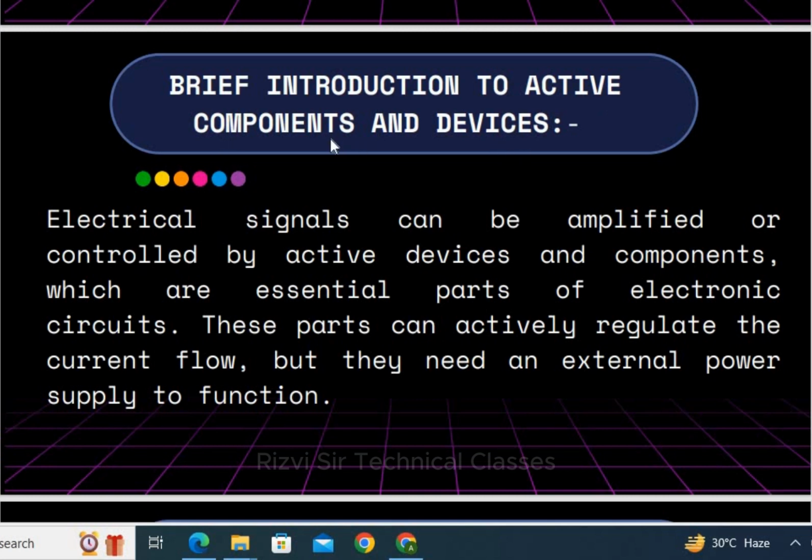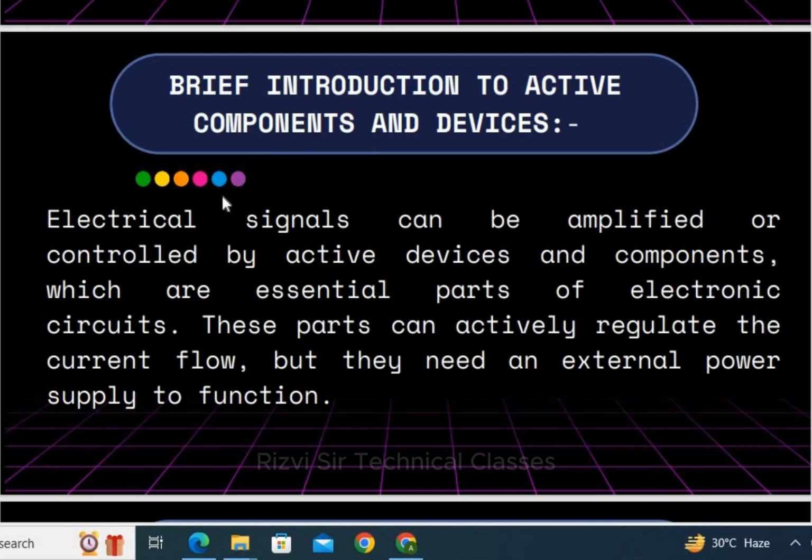A single unit is called a component, like one resistor, one capacitor, one inductor, or one LED. If we are taking a single unit, that's called a component. And if we are combining active components and passive components on a single board for a single purpose, that's called a device.